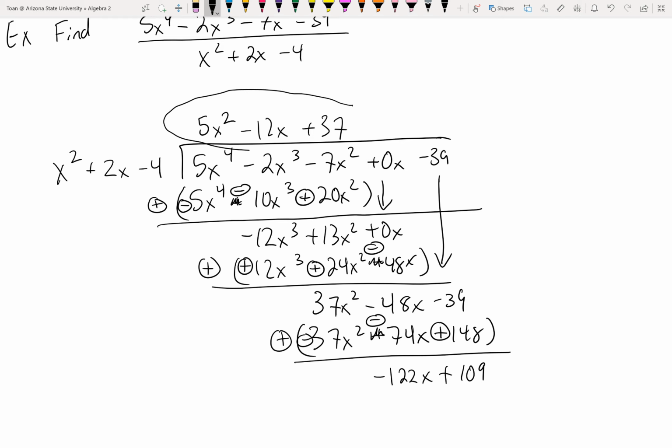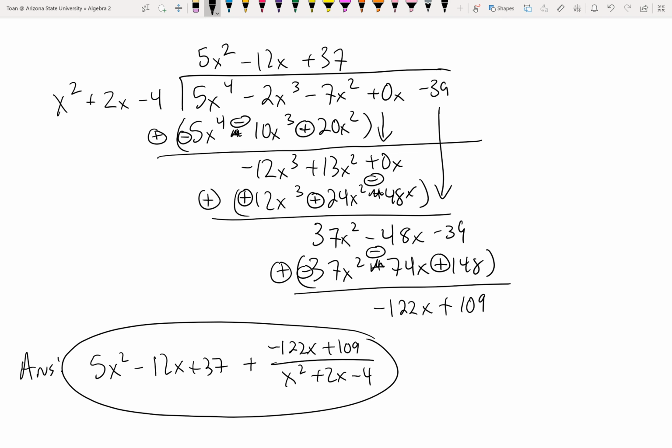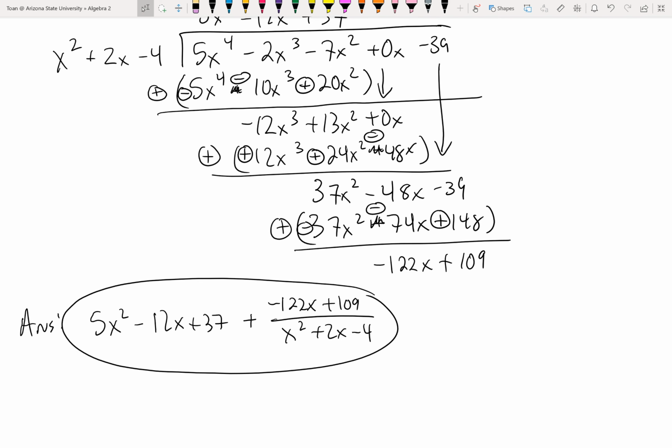So there's our answer. Here's our quotient, and then there's our remainder. We just have to write it down properly. So our answer is the quotient 5x squared minus 12x plus 37, plus the remainder of negative 122x plus 109 over our divisor, x squared plus 2x minus 4. So hopefully, this seems like a lot of work, and I'll admit it is, but it's just the regular division algorithm. It's stuff we've been doing since grade school.